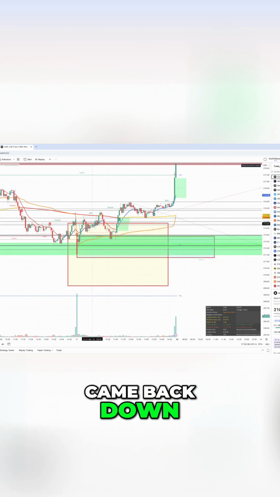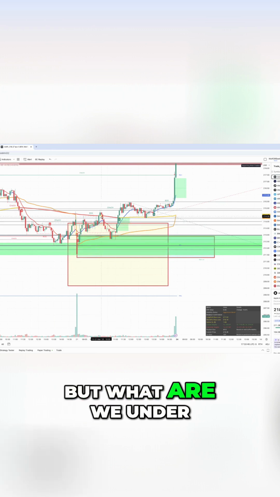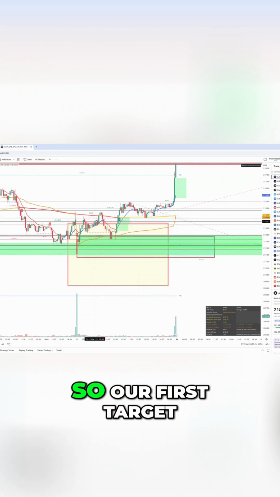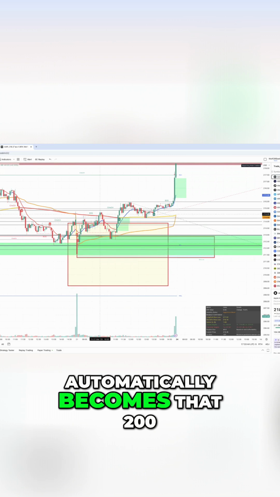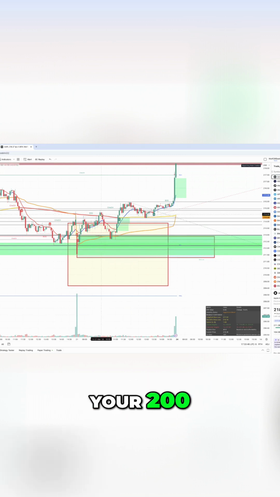So then we just came back down, grinded on our 12. But what are we under? We're under the 200. So our first target automatically becomes that 200. So you're exiting at your 200, right?